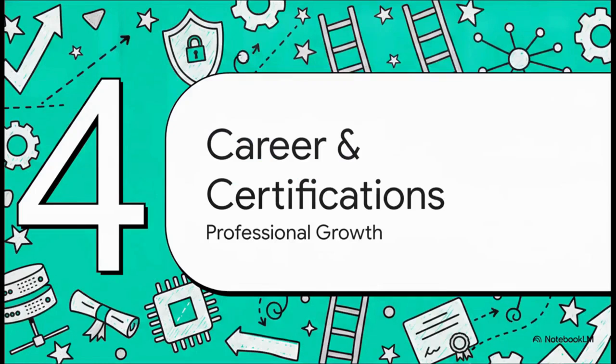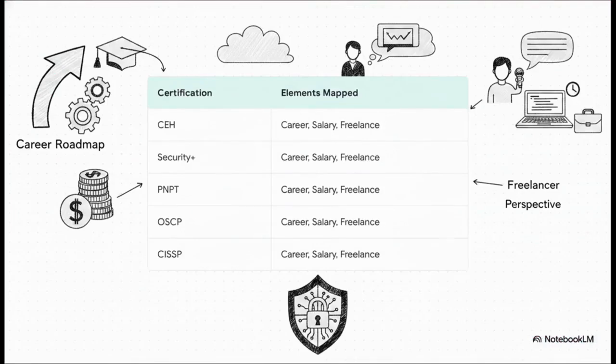Okay, on to our fourth pillar, career growth and certifications. So the crucial point here is ROI, return on investment. This lesson isn't just teaching reporting in a vacuum. The blueprint requires mapping the content directly to major industry standard certifications, like the CEH, Security Plus, PNPT, OSCP, or the CISSP. Furthermore, it explicitly requires interview questions, specific salary information, a mapped-out career roadmap, and even a freelancer's perspective. It's the whole shebang. The learner is being taught not just how to do the job, but how to land the job, pass the exams, and exactly what they should be getting paid for it.